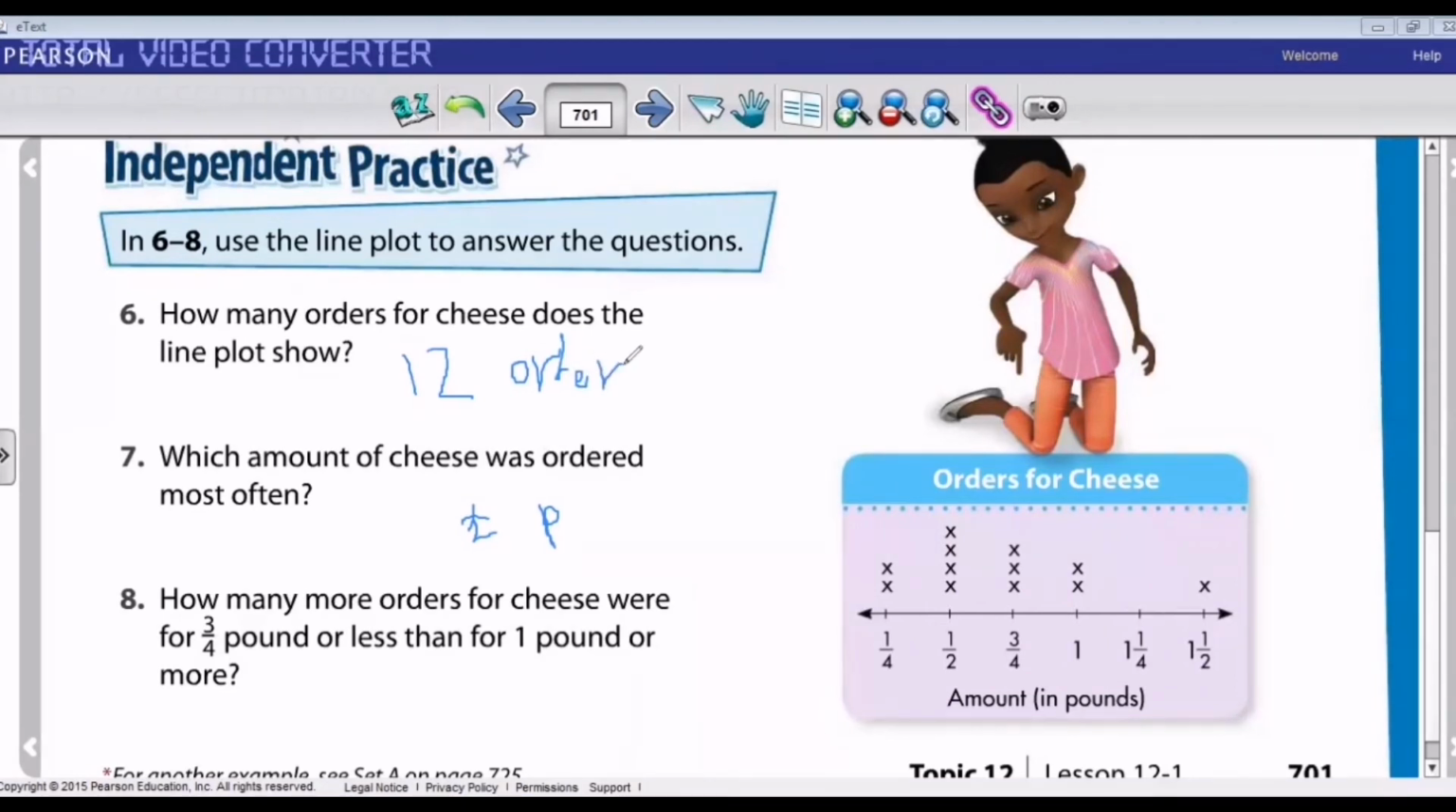After that, the last one: how many more orders of cheese were for 3/4 pound or less than for 1 pound or more? So start here from 3/4 and more. How many pounds or orders do you have? In 3/4 you have 3, and 2, and 1, and 1, and 1 1/2. So when we add them, it will be 6 more orders.